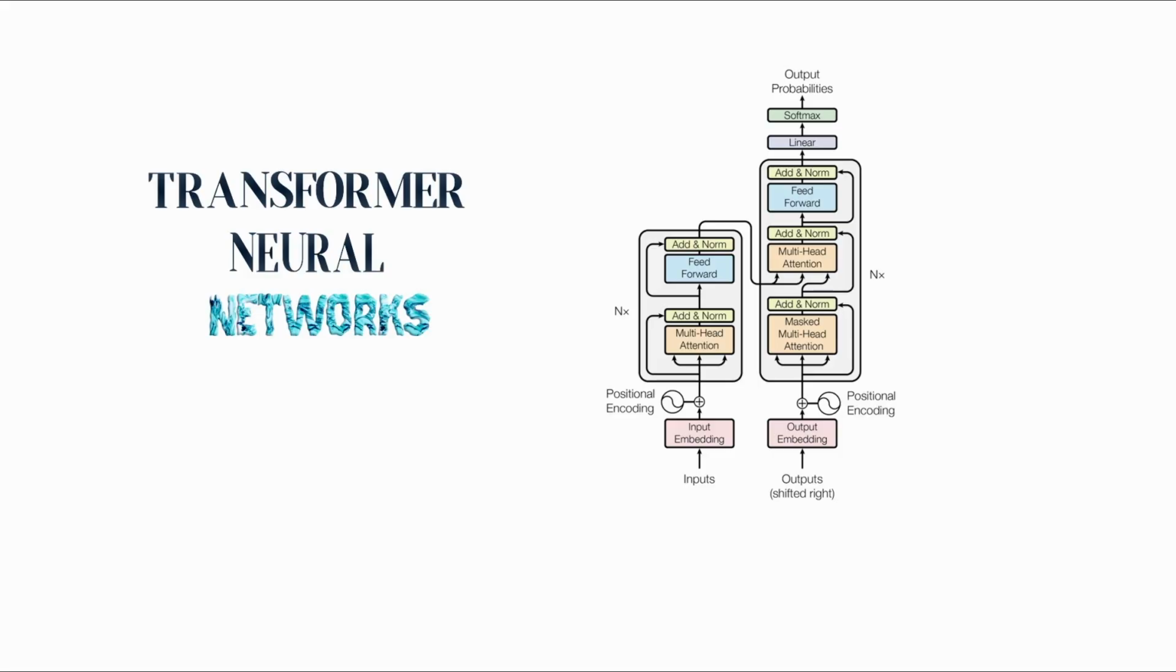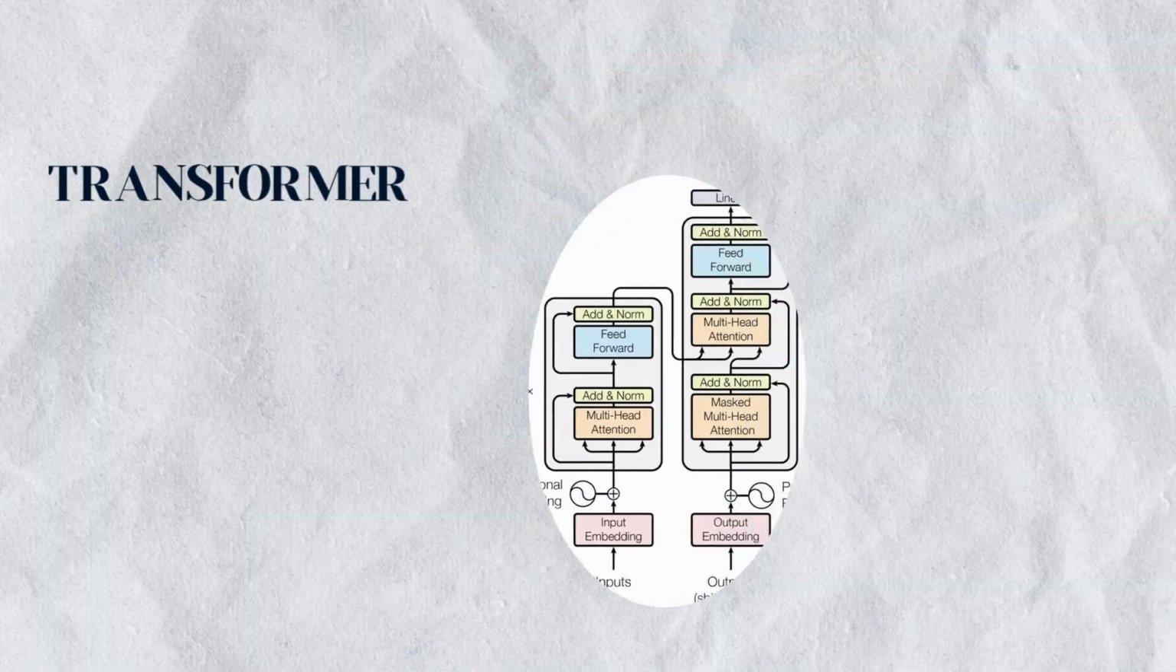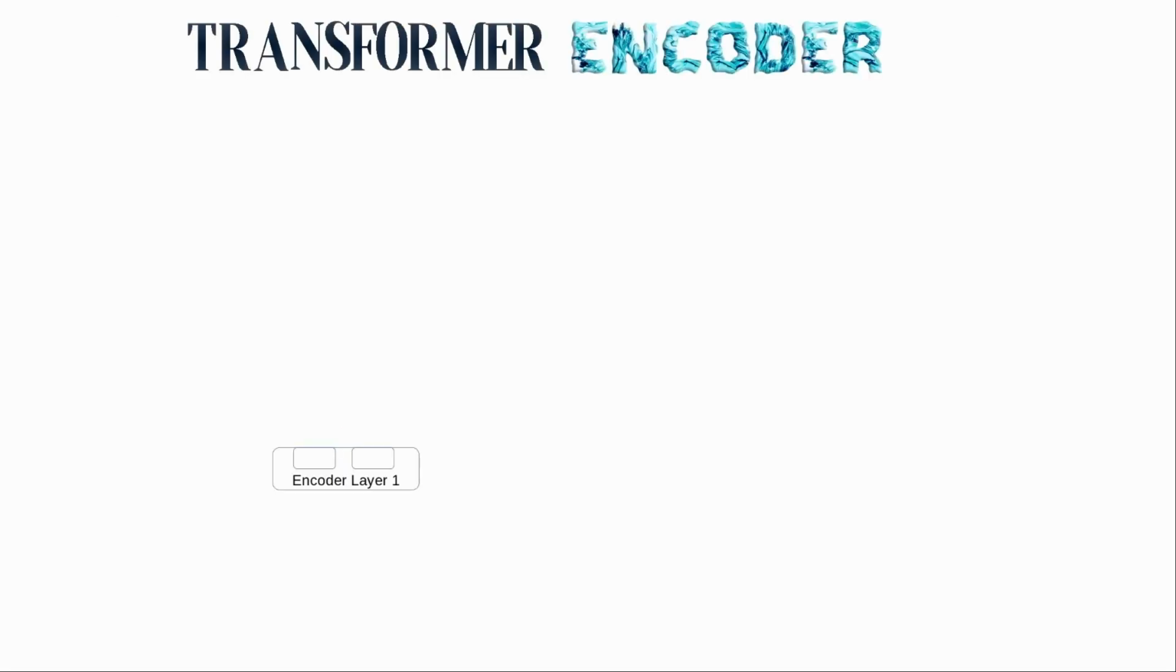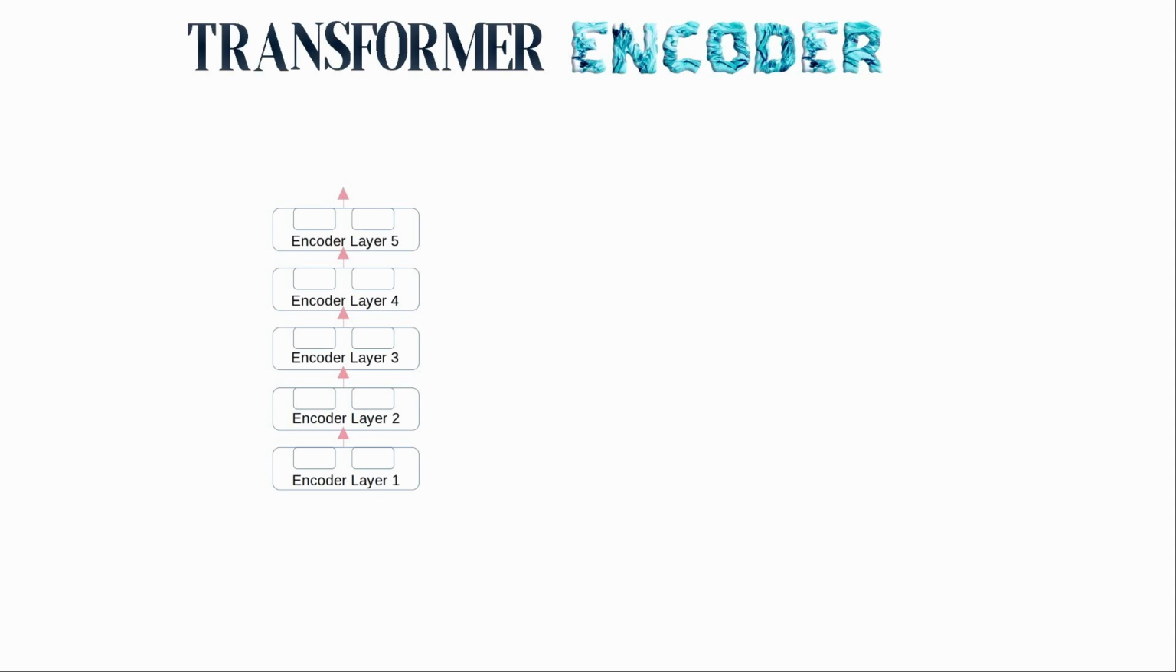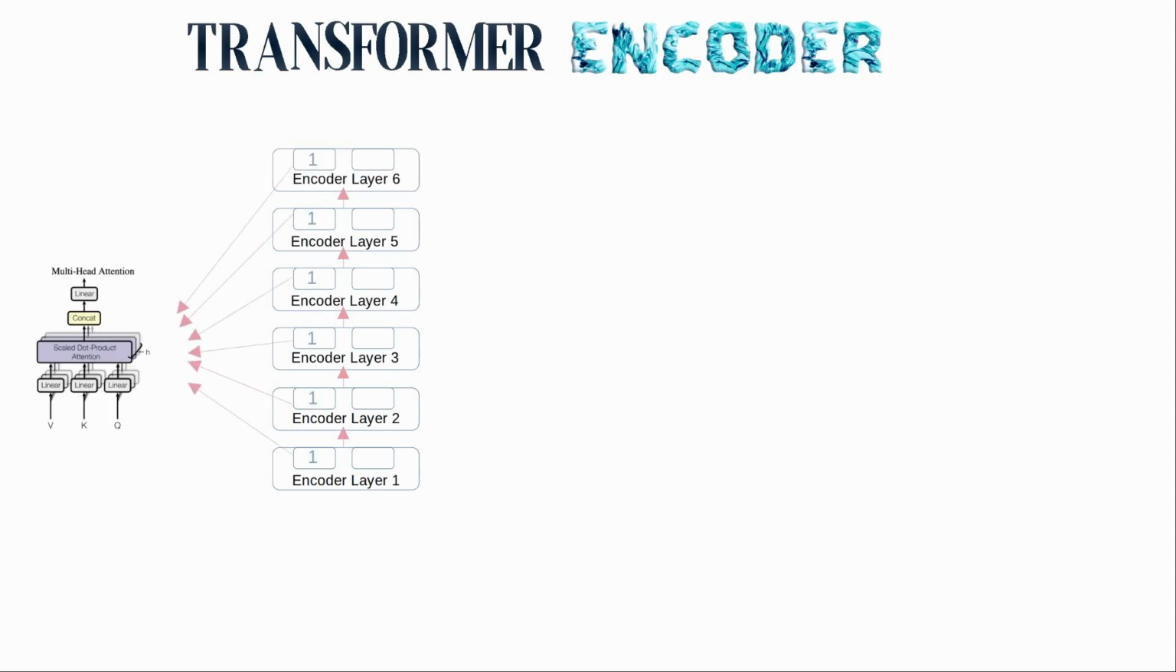Transformer architecture includes an encoder and a decoder unit. The encoder unit has 6 layers, each with 2 sublayers. The first sublayer is a multi-head mechanism which generates multiple parallel outputs. The second sublayer is a feed-forward network.